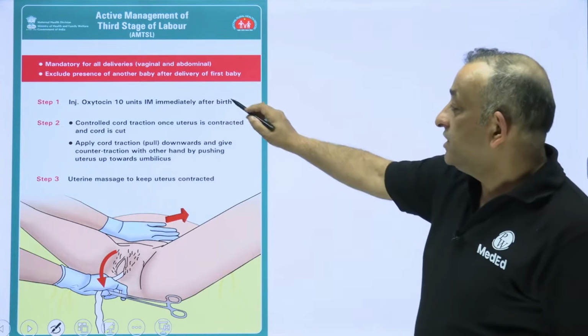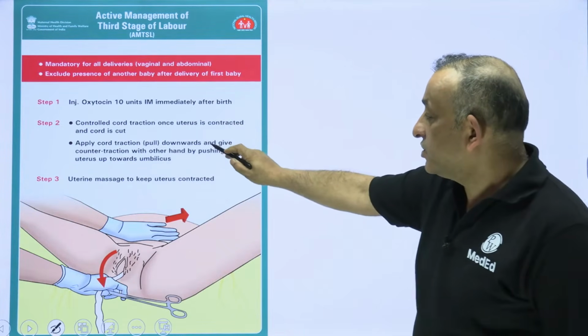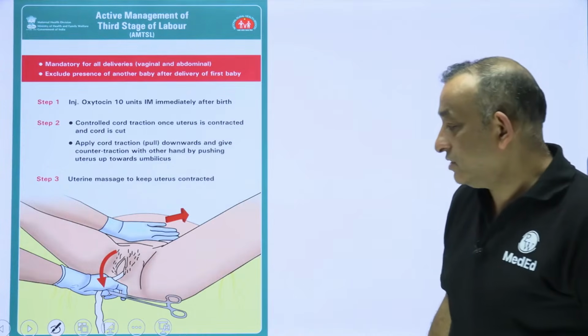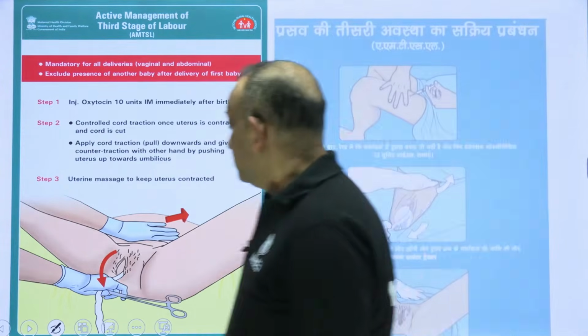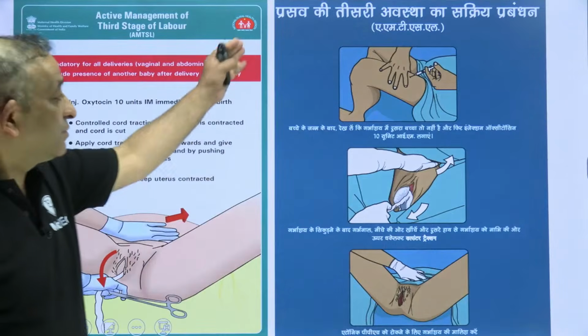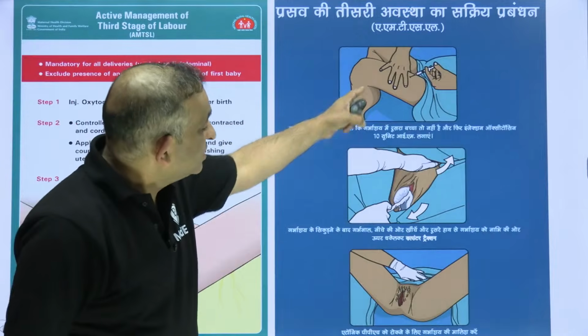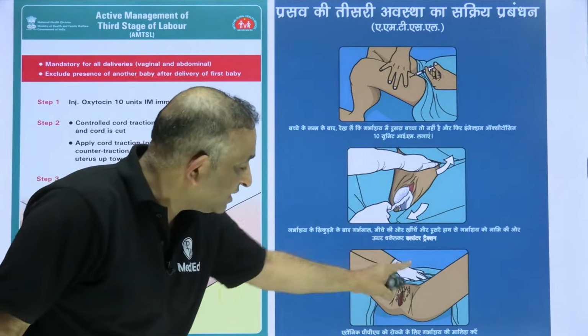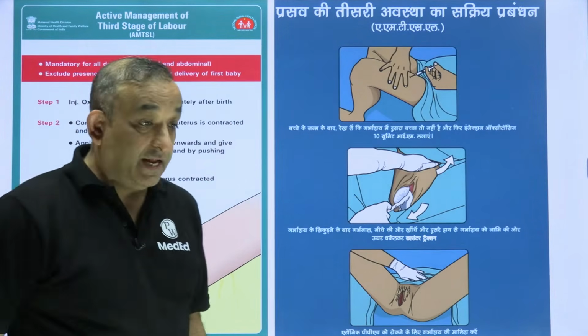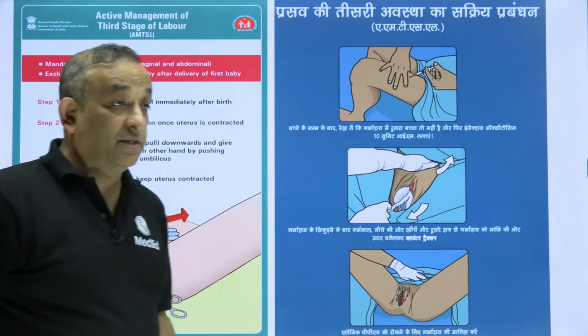All right. So injection oxytocin, control cord traction, and uterine massage to keep the uterus contracted. These are the steps, and this is written in most of the hospitals in the country, even in the Hindi language, the same thing. Give oxytocin, then control cord traction, and then uterine massage. This is given by the Government of India. You have to know these steps if you're passing your exams.